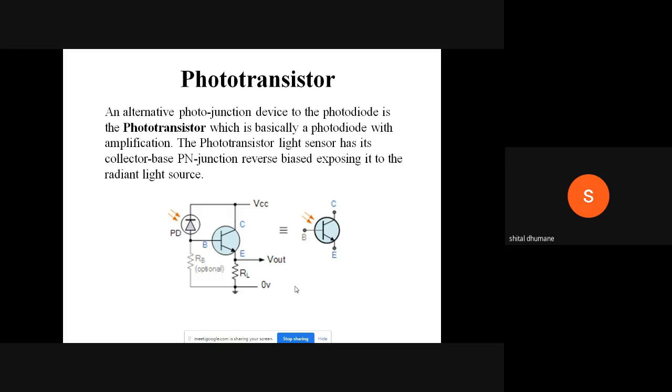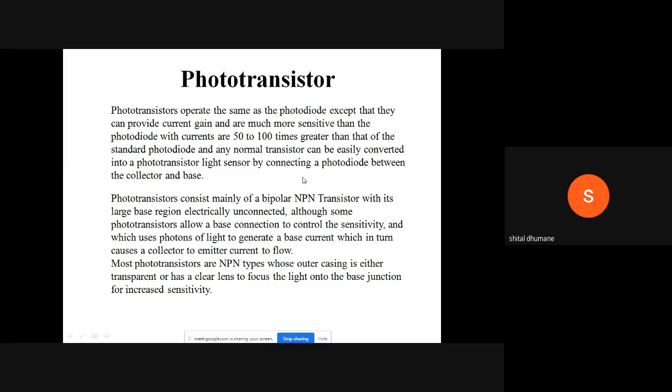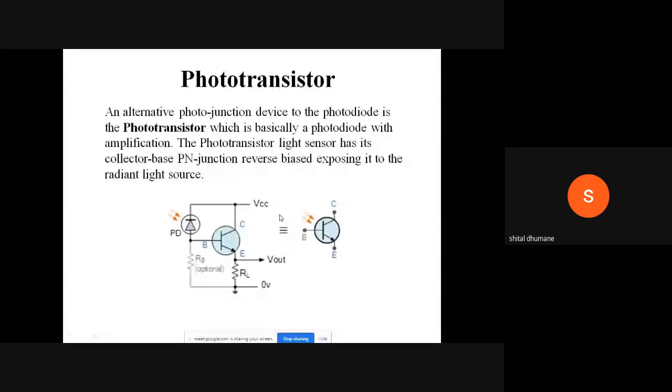As the name suggests, it has a transistor. As light falls on it, the output of this phototransistor changes accordingly. It operates the same as your photodiode, except that it can provide current gain and is much more sensitive than a photodiode. The currents are 50 to 100 times greater than that of a standard photodiode, and any normal transistor can be easily converted into a phototransistor light sensor by connecting a photodiode between collector and base. Here it is shown that between collector and base, one photodiode is connected.